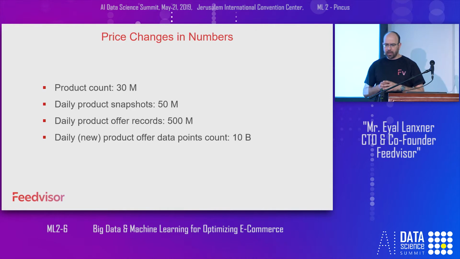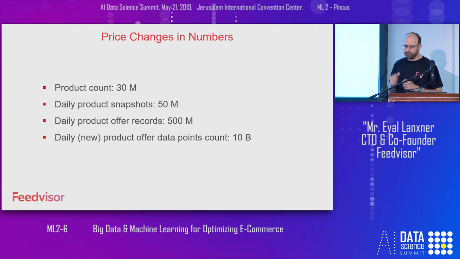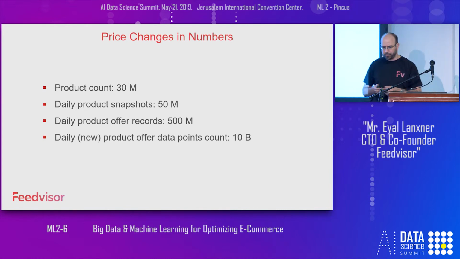In terms of FeedVisor, we get a lot of such product snapshots each day. This is actually one of the major components in our big data environment. In terms of numbers, we're managing about 30 million products sold on Amazon. The number of daily product snapshots that we get is 50 million. Within these, we have 500 million records. And when we're talking about individual data points, we're talking about 10 billion more or less data points that join the other data points from yesterday and the days before that. And when we come to optimize, in this case pricing, we look at all these data points in order to reach eventually the optimal price.